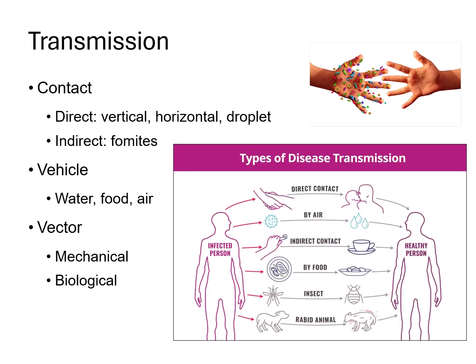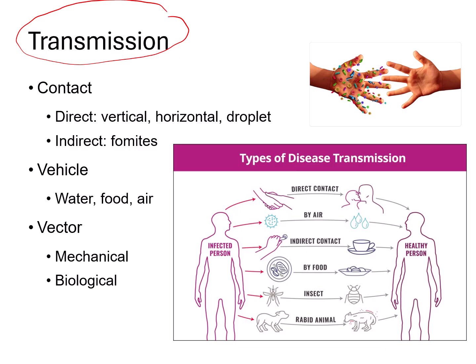Regardless of what the reservoir is, transmission has to occur for the infection to spread, and transmission from the reservoir to the individual, animal or human, has to occur. Then the individual has to transmit that agent, that pathogen, to other susceptible individuals, either directly or indirectly. So there are a variety of different types of transmission mechanisms, unfortunately for us, right?